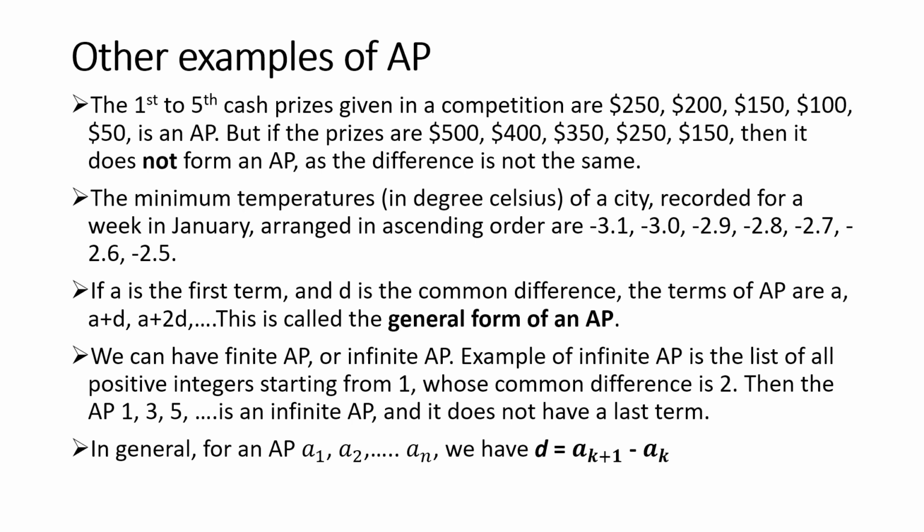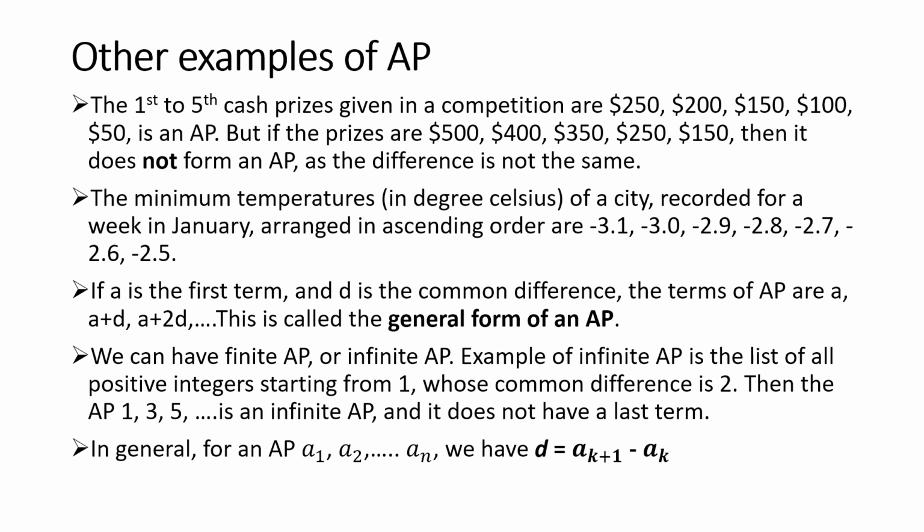Let us see some other examples of an arithmetic progression to get a clear idea. The first to fifth cash prizes given in a competition are $250, $200, $150, $100 and $50. This is an AP because you have the common difference, which is $50. But if the prizes are given in this order, say $500, $400, $350, $250, $150, then it does not form an AP because the difference is not the same.